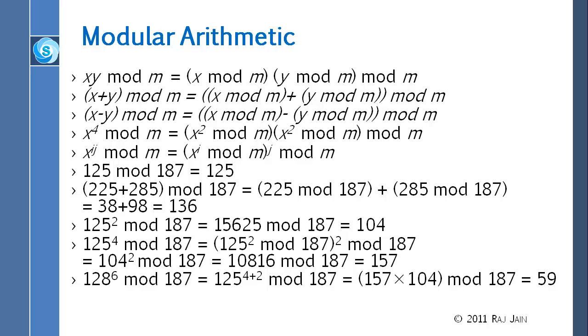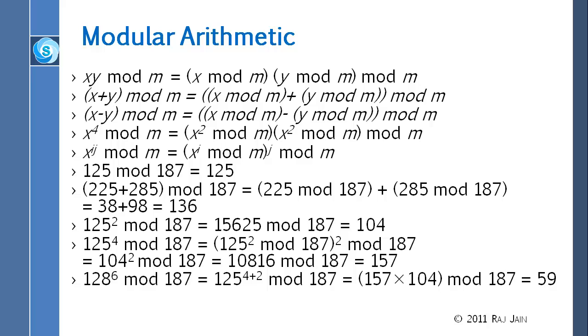Right? When you want to do addition mod m, you could do x mod m, where x could be much larger than m, and then y could be much larger than m. First you reduce them to less than m, then you add them, and if the sum is more than m, then you again do mod m. Right? If they're less than m, then that's fine.